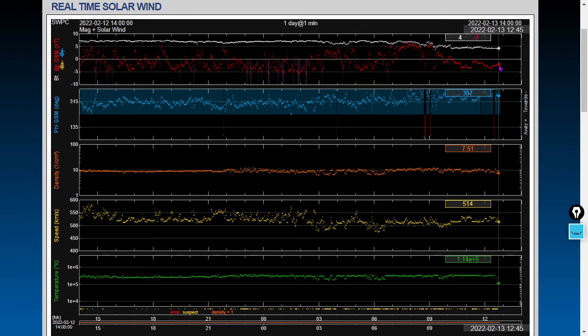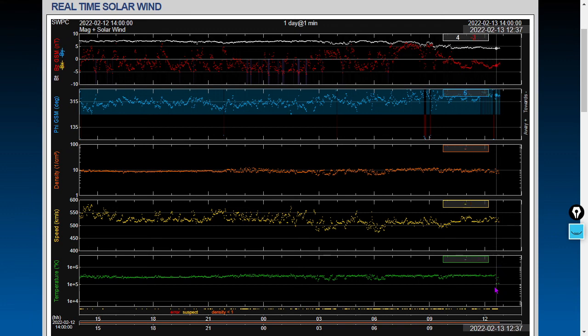So it looks like it's headed back to the zero line here. So the likelihood of more geomagnetic unrest here is diminishing as time goes on. We see a slight reduction here in the solar wind speed over the past 24 hours. Current conditions are still over 500 kilometers per second at 514. Solar wind density 7.5 or so.